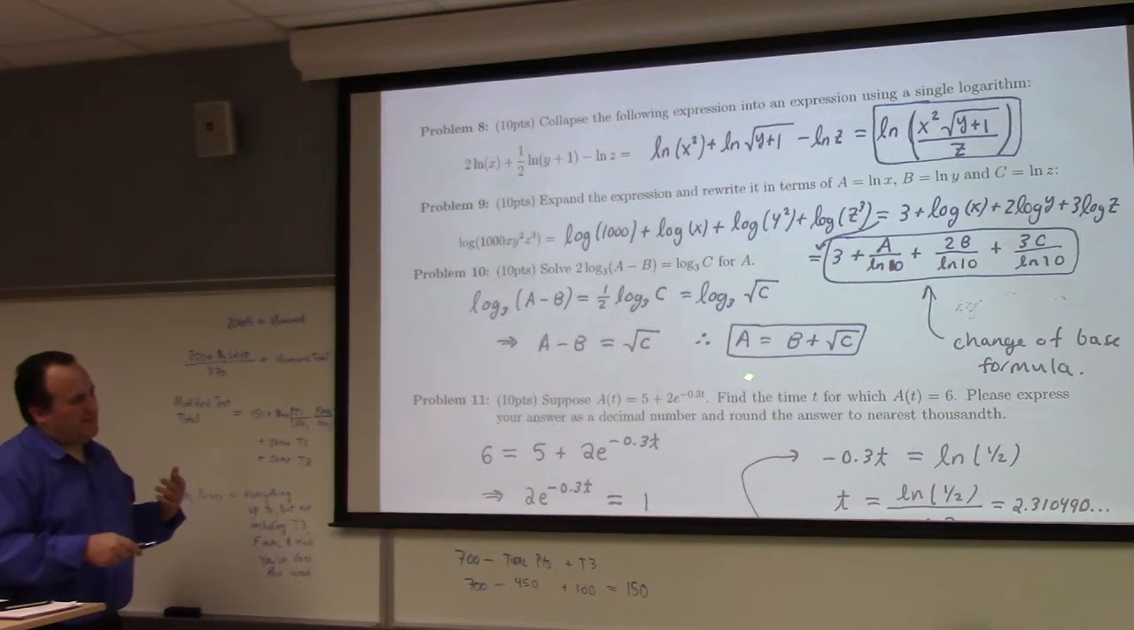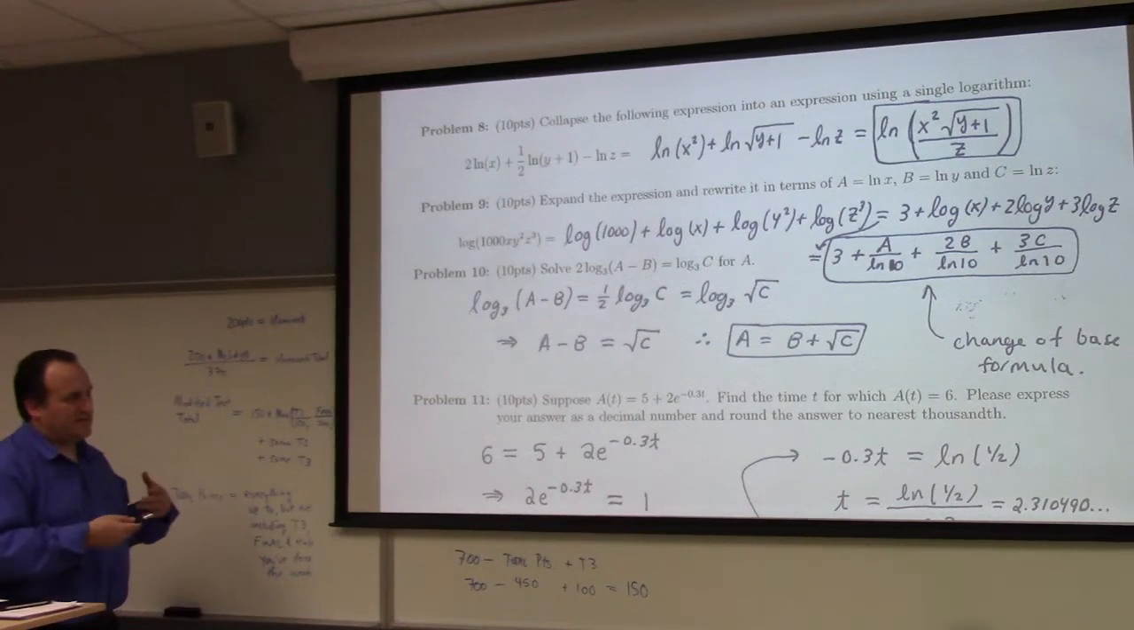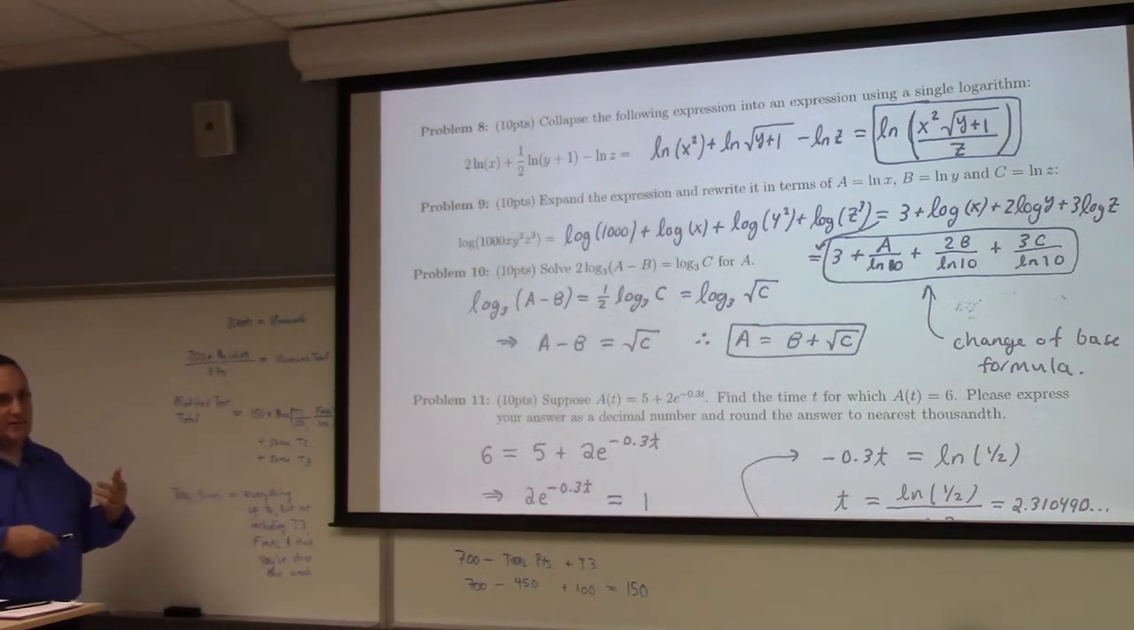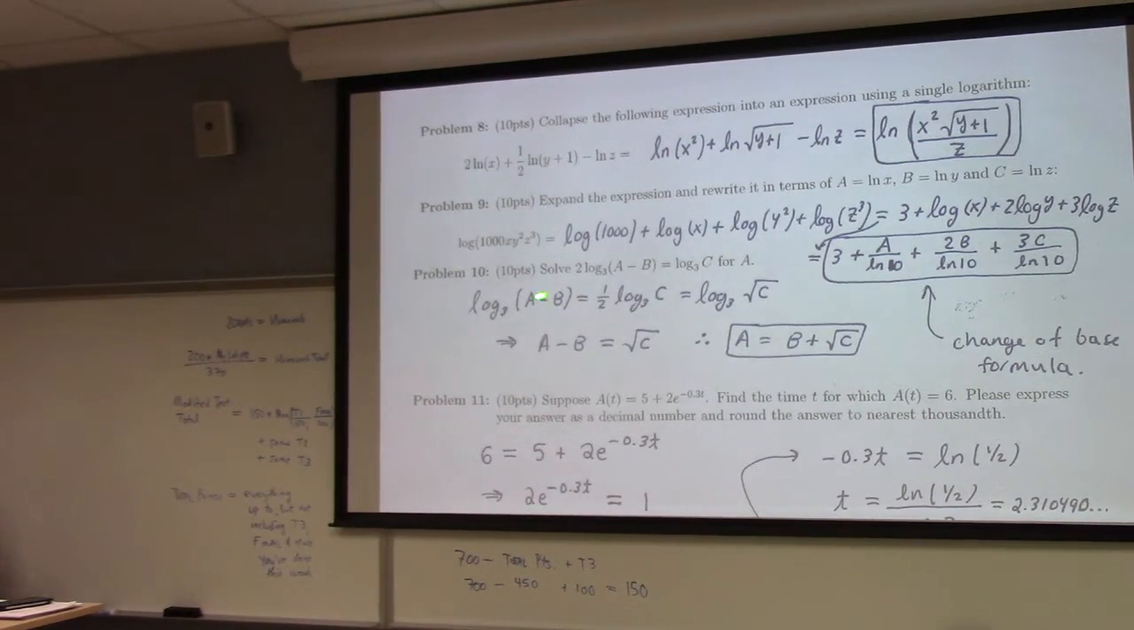Problem 10, a lot of people have c over 2. Not sure how that happened exactly, but it's not a logical consequence of the laws of logs. You have to get the square root there. If you bring the half in, you get log of the square root, log of c to the 1/2. And then the 1-to-1 property gives me a minus b is equal to root c, which then gives you this. So a lot of people are very wrong on this problem, and for a variety of reasons.